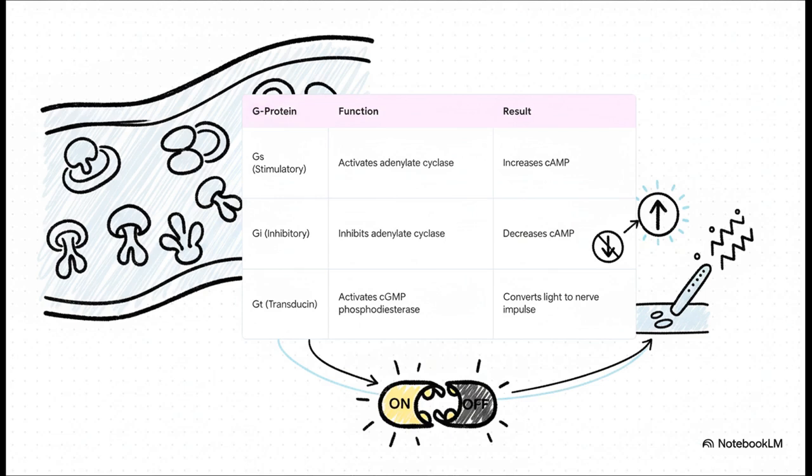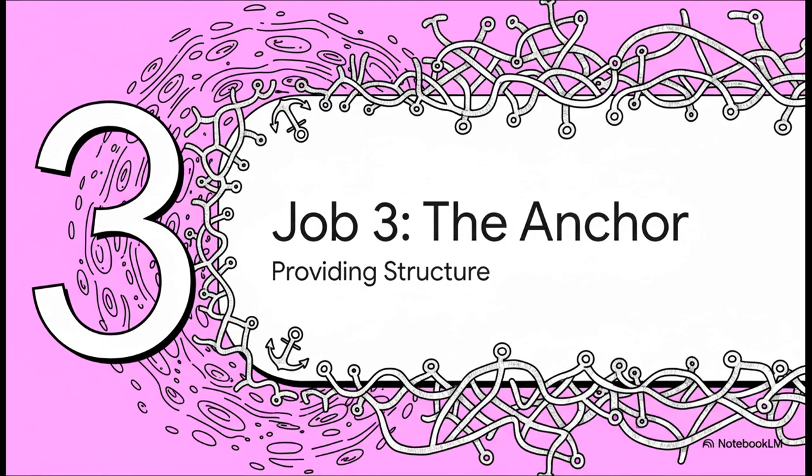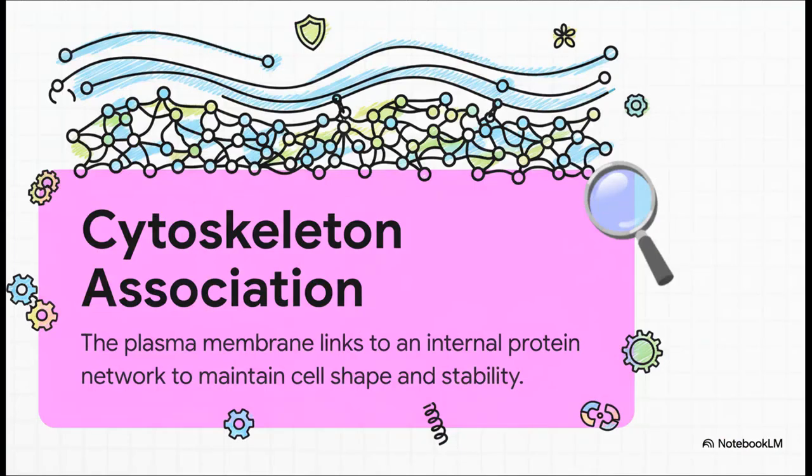Just incredible. Okay, so we've established the membrane is this fluid sea. But the cell itself isn't some shapeless, flimsy blob, right? So why not? Well, that brings us to its third critical job, acting as an anchor for the cell's internal skeleton. The fluid membrane is actually tethered to this huge internal protein network called the cytoskeleton. Think of the membrane as the fabric of a tent, and the cytoskeleton as all the poles that give the tent its shape and stop it from collapsing.